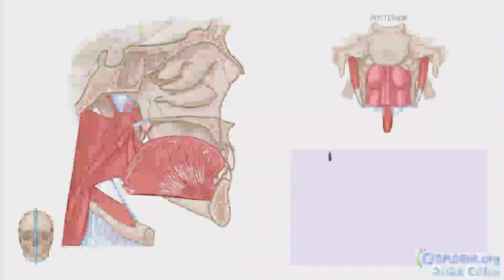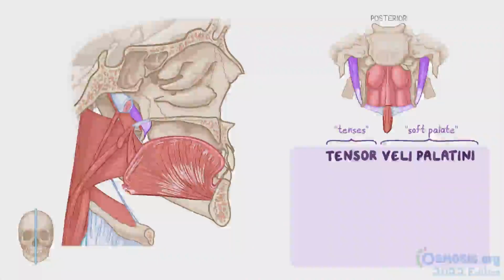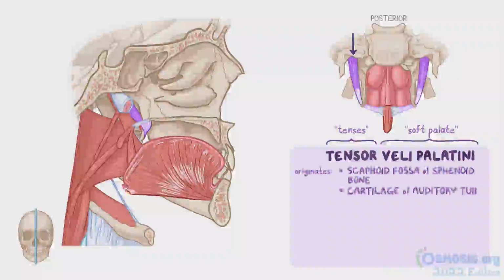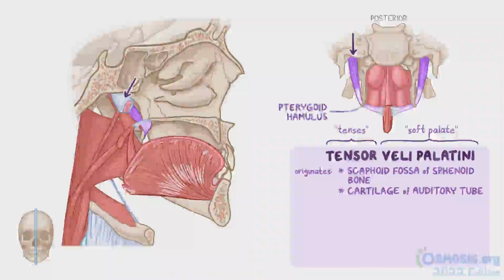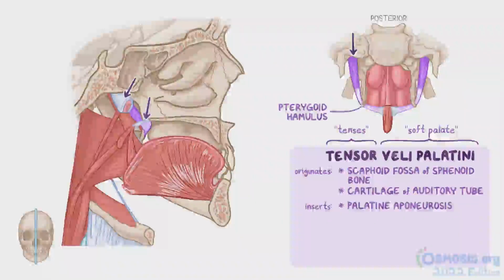First up, we've got the tensor veli palatini, where tensor means tenses, and veli palatini refers to the soft palate, which looks like a veil. This muscle originates on the scaphoid fossa of the sphenoid bone and the cartilage of the auditory tube. The muscle runs downwards, and its tendon passes lateral to the pterygoid hamulus, and then runs medially to insert on the palatine aponeurosis. The tensor veli palatini uses the pterygoid hamulus as a pulley to tense the soft palate.